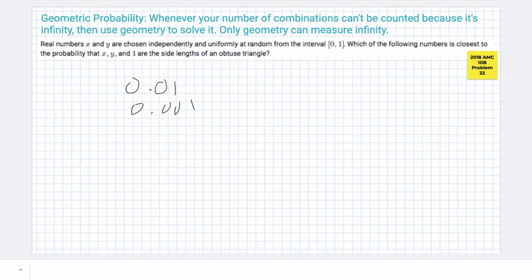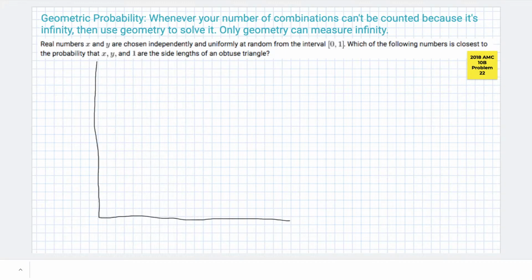Okay, so now since we have graph paper out, let's just draw a square, and let's say this is 0, 0, and this is 1, 0, and this is 0, 1. We know this because it's from the interval of 0 to 1. So we're not going to graph it all the way to 1000 or 2. We're just going to graph it to the max numbers that we can have, and then it just makes the square.